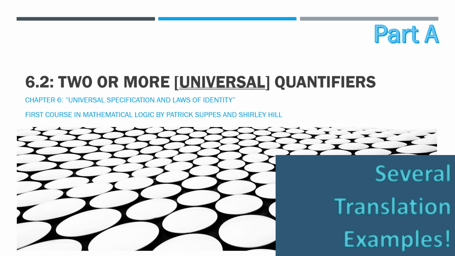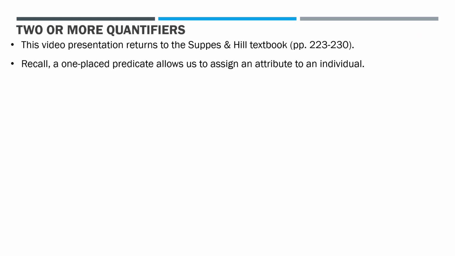Howdy, this is a video on first-order predicate logic based on the textbook by Suppes Hill. We're dealing with two or more universal quantifiers. The next video, by the way, will cover both universal quantifiers and existential quantifiers. It's a little bit tricky, but with several translation examples, it's not too bad. With multiple quantifiers and multiple variables, we can deal with the relations between different classes of things.